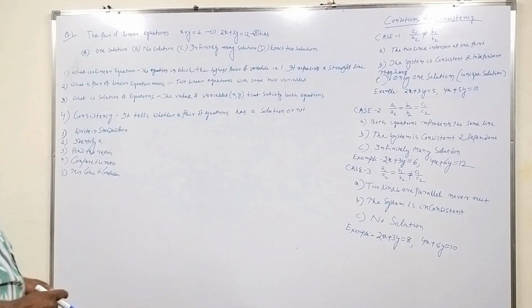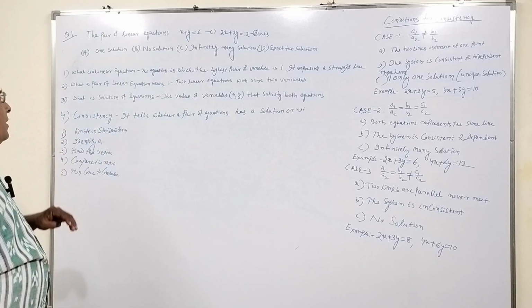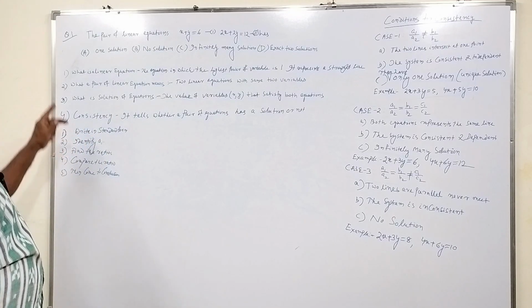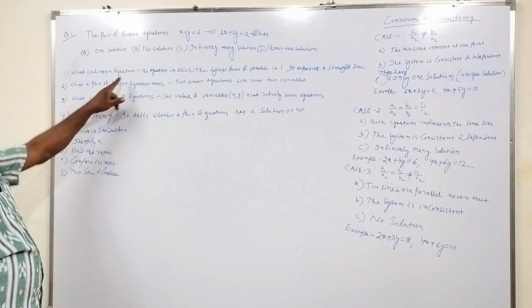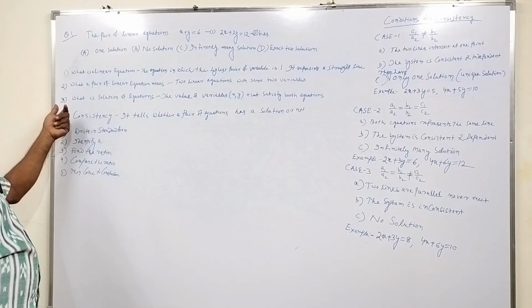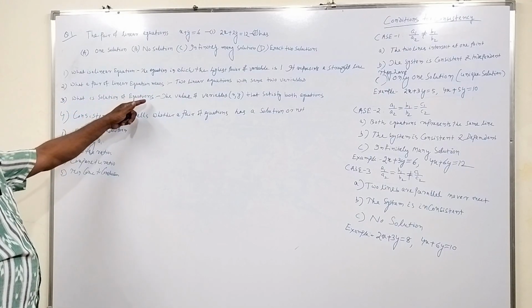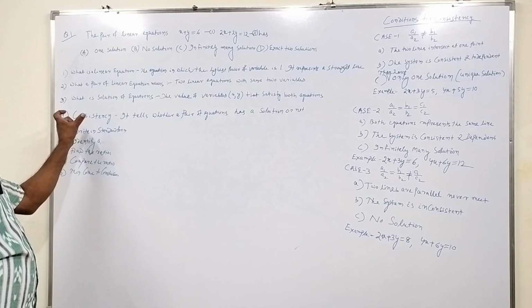How do we solve this question? Before solving the question, we should know some basic things. First, what is a linear equation? Then, what does a pair of linear equations mean? Thirdly, what is the solution of an equation? Then, consistency. What is consistency?